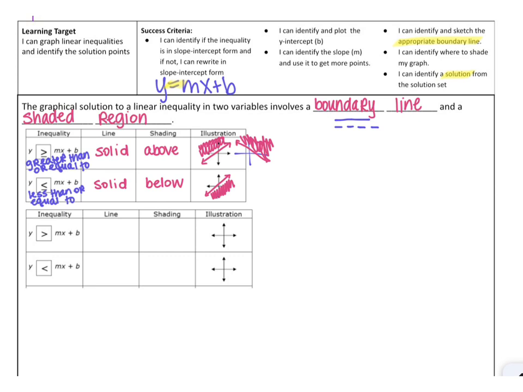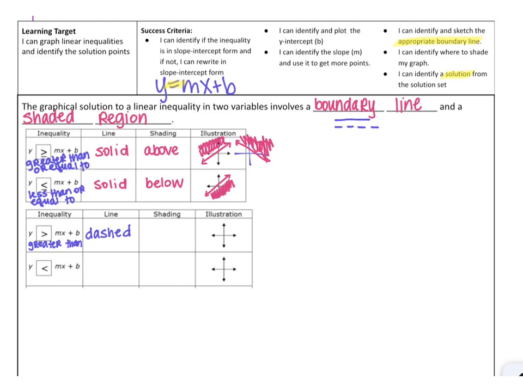Now we have two more inequalities. This next one is y is greater than mx plus b. And when we have greater than, it's not equal to, so it's going to be a dashed line, not solid, because we're not including what's on the line. We're just going up to it.